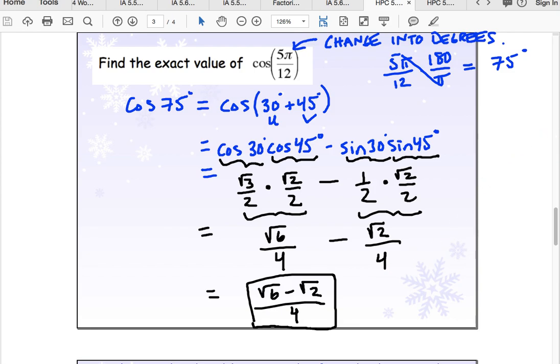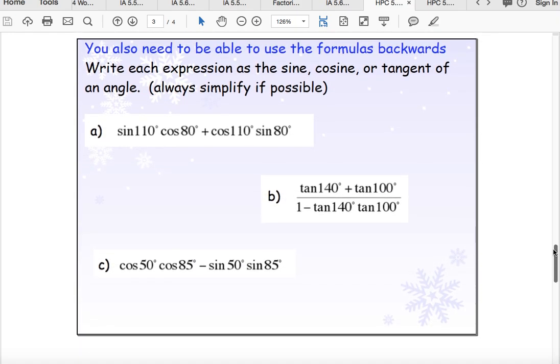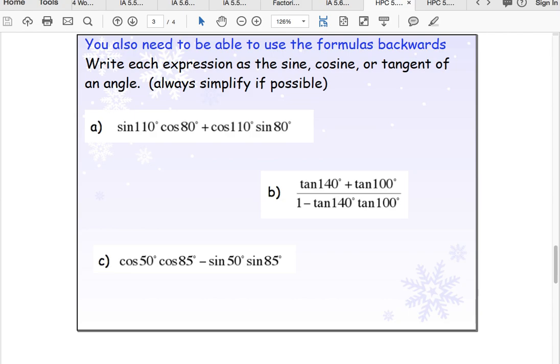Next up, okay, sometimes we need to use the formulas going backwards. With these problems, 110 and 80, those are not on the unit circle sheet, so I can't just look up what sine and cosine are. But I might recognize sine times cosine plus cosine times sine. And if I think about that as u's and v's, I would have sine u cosine v plus cosine u sine v. And I want you to recognize, oh, that's the formula for sine of u plus v.